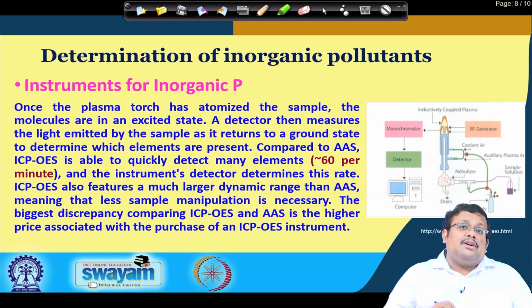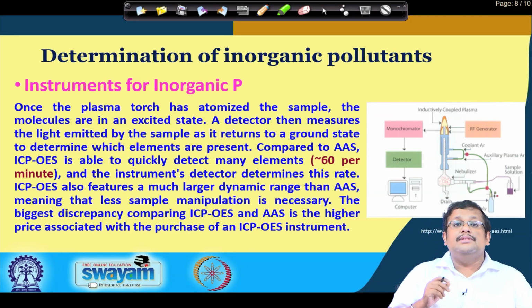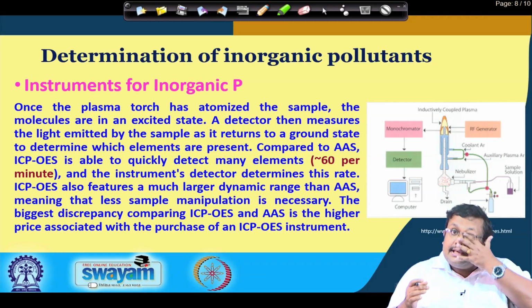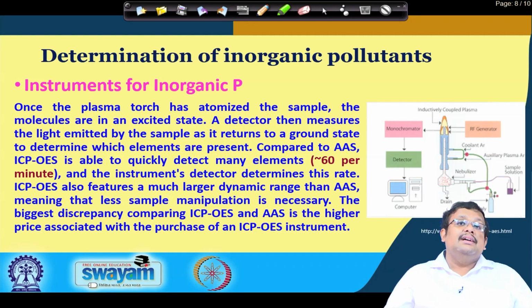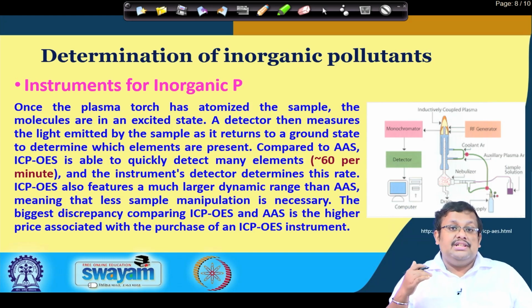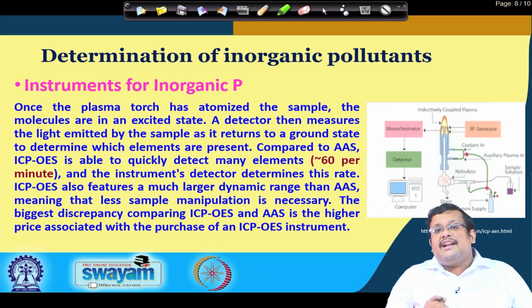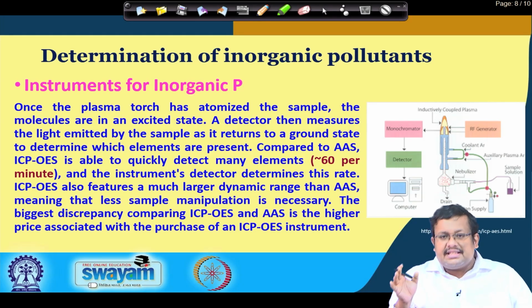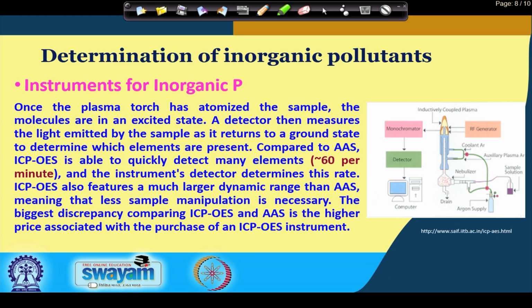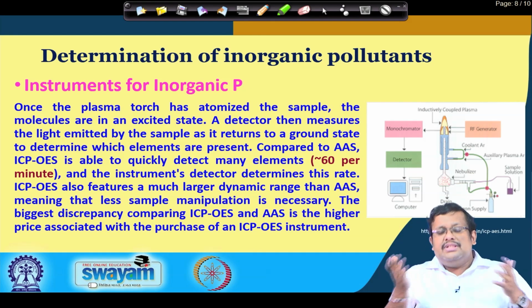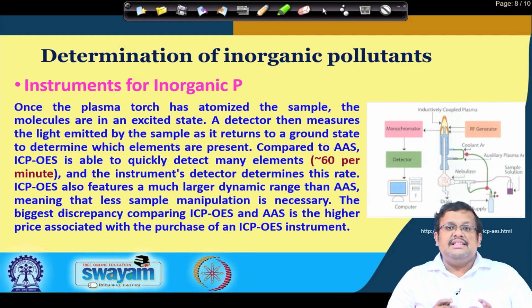Now, once this plasma torch has atomized the samples, the molecules are in excited states, and a detector then measures the light emitted by the sample as it returns to ground state to determine which elements are present. Now, compared to atomic absorption spectrometry, we will discuss this technique later on. Compared to this AES technique, this ICP OES or ICP AES, we generally use these two names interchangeably: ICP atomic emission spectrometry or ICP optical emission spectrometry.